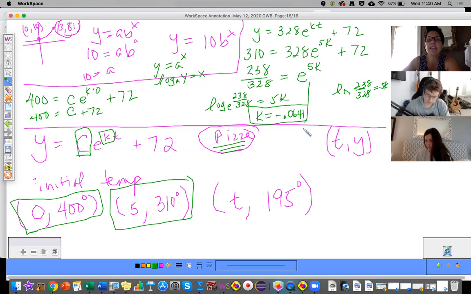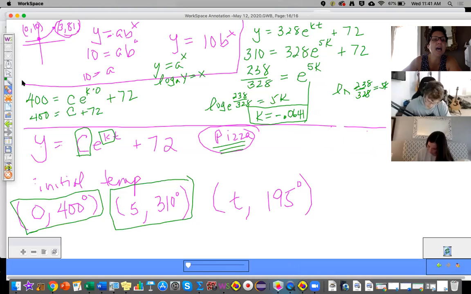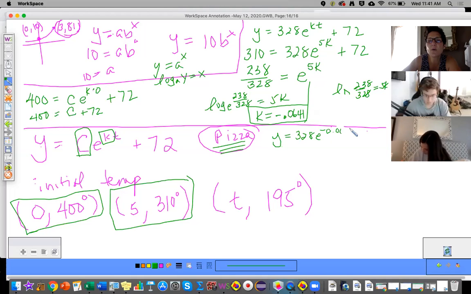Anyhow, so now we have K. So now we have Y, because of course I'm running out of space. I will erase my little T comma Y over here. You guys now know that we have that equation. I'm just going to type the equation: Y equals 328 times e to the negative 0.0641T plus 72. So this represents the cooling off of the pizza that comes out of the oven.